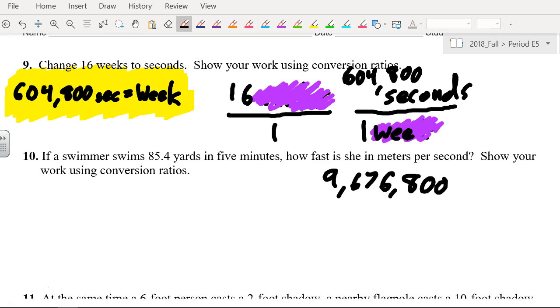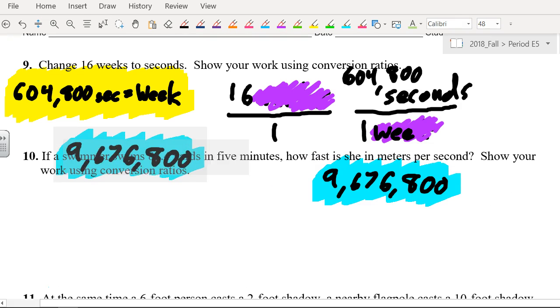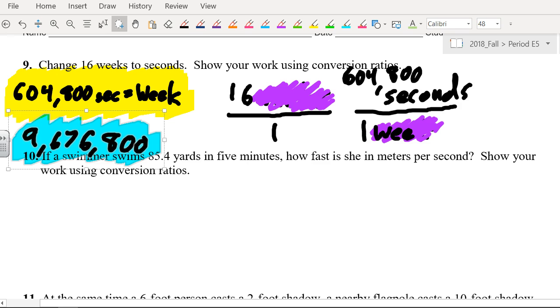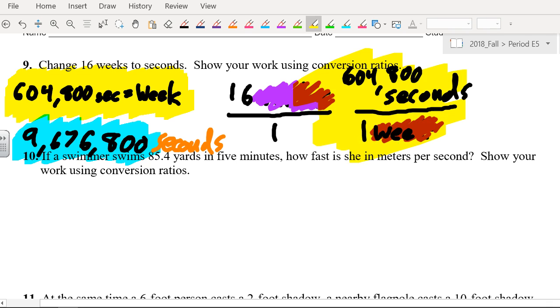I have multiple people saying correct. Alright, how about I highlight it in blue? Because blue is wonderful. Great color. So, and you have to label it. So it's just seconds. Alright, do you have to show your conversion ratio? Yes, the problem tells you to.